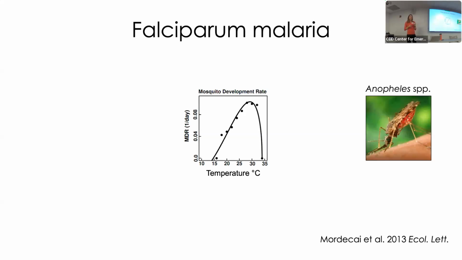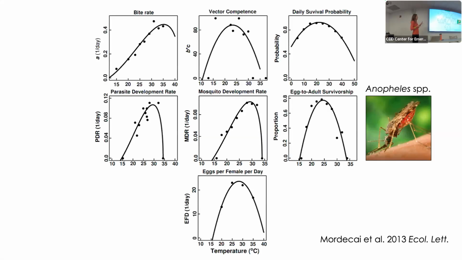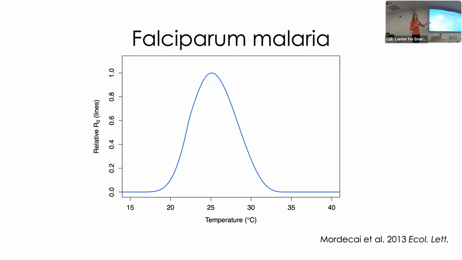And what we found in this work was really strong support for nonlinear thermal performance curves. So this is one example, the mosquito development rate from egg to adult. You see this classic hump-shaped thermal response. And in fact, if we look across all the traits that drive malaria transmission, we see strong evidence for nonlinear responses across the board. So when we take these thermal performance curves and we plug them into our temperature-dependent R0 model, this is what we find. We predict that R0 peaks at 25 degrees and decreases to 0 around 17 or 18 degrees, and again around 34 degrees Celsius. For context, that's about 78 degrees Fahrenheit is that optimal temperature.